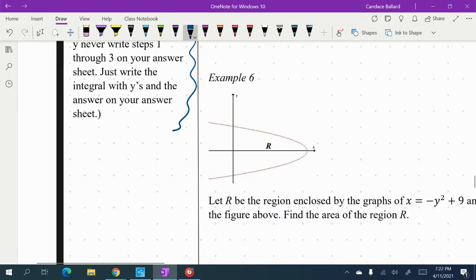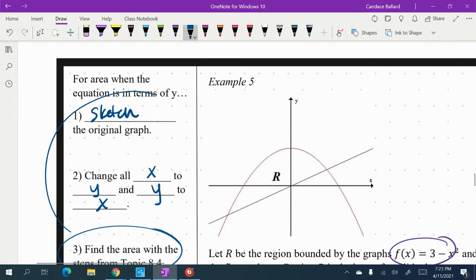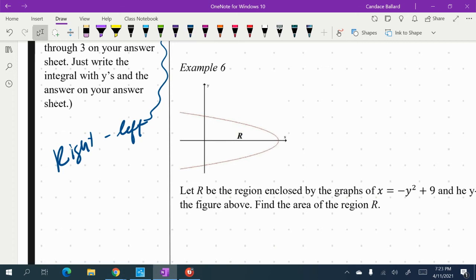Really, one way to think of this is I always do right minus left. And then when we put it in our calculator, we only can use x's in our calculator. So we're going to use the x's. We're going to kind of use what it talks about right here, okay? But we only can write things down in terms of y.